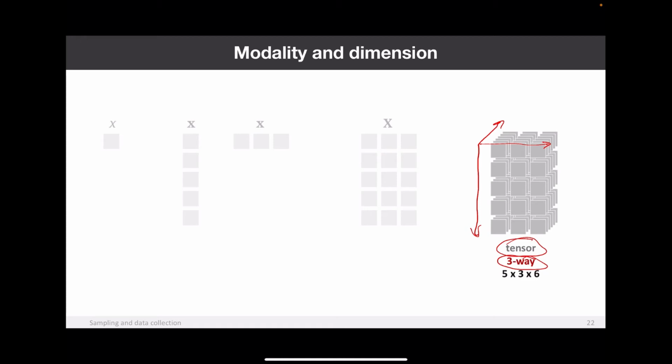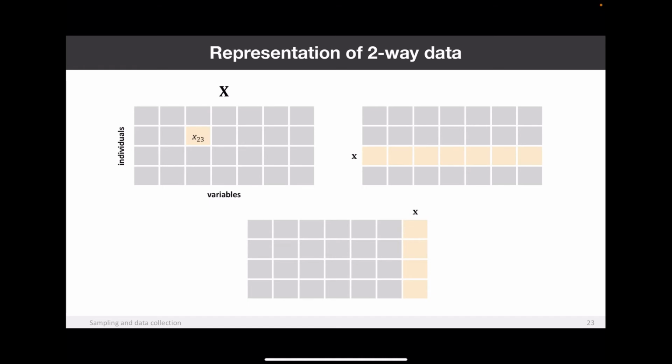The dimension of this data will be, in this case, 5 times 3 times 6, because you have 5 rows, 3 columns, and then 6 slices, right? So 6 matrices, so to speak. So that's the three-way data. Most of the time, we are going to use two-way data. That's how to represent two-way data.